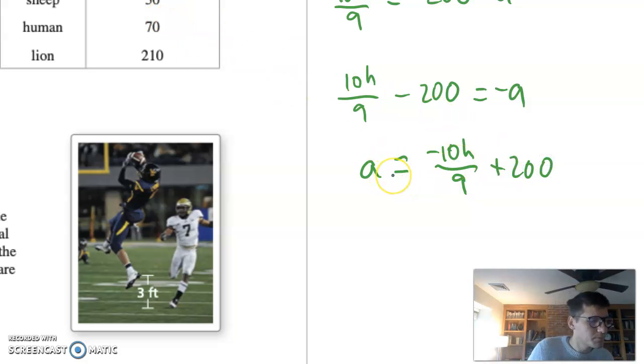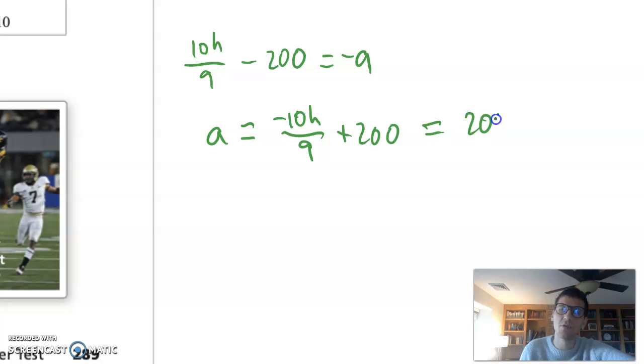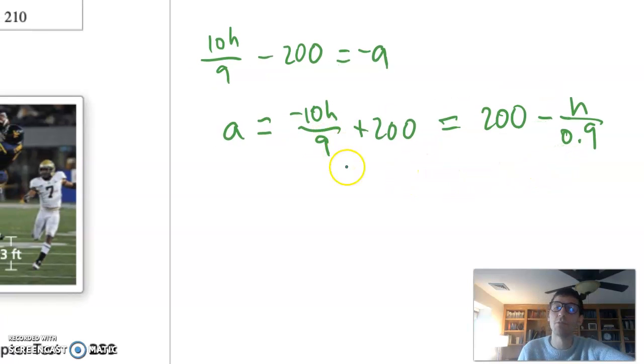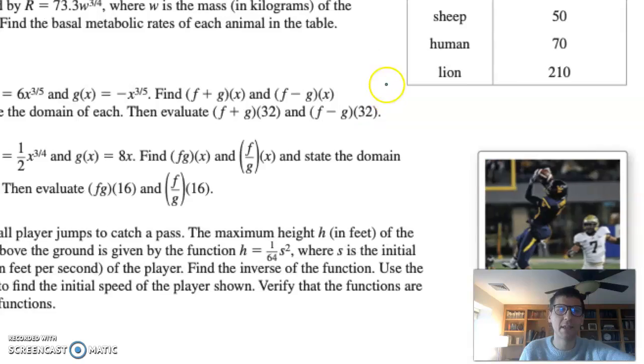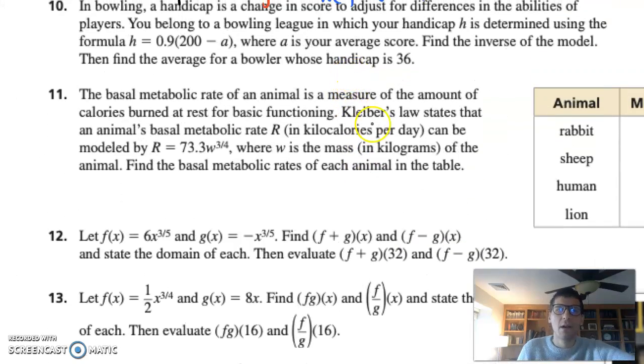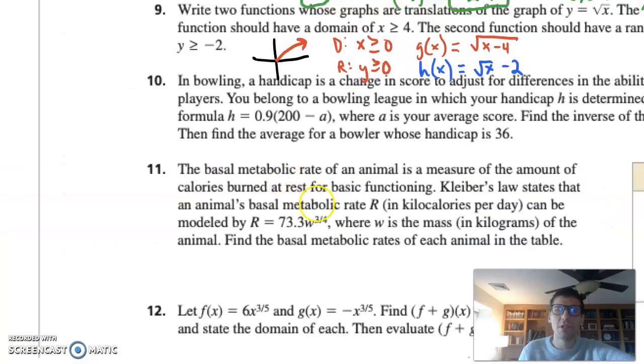I guess the textbook didn't have this as sophisticated as we did. They had it as 200 minus h over 0.9, which is equivalent to what we have here, because you can multiply by the reciprocal to get this. So either answer is good. So now it's saying use your equation to calculate the average for a bowler whose handicap is, what was it, 36?